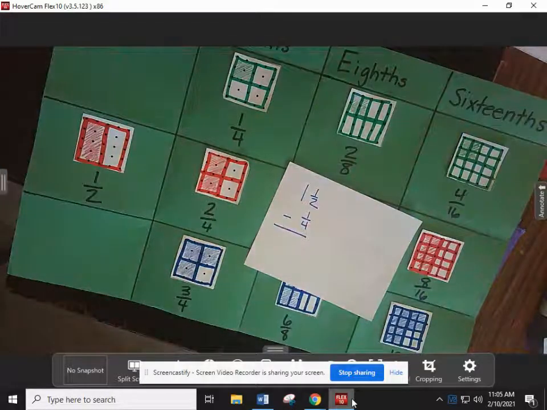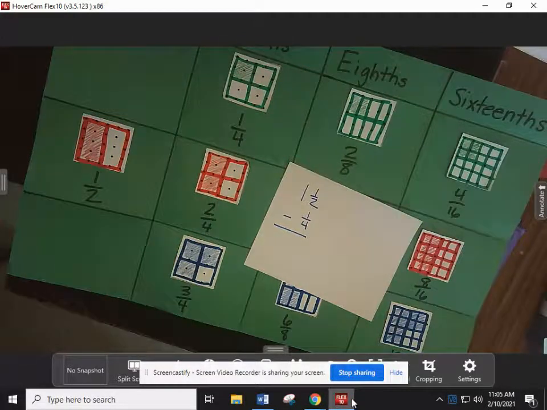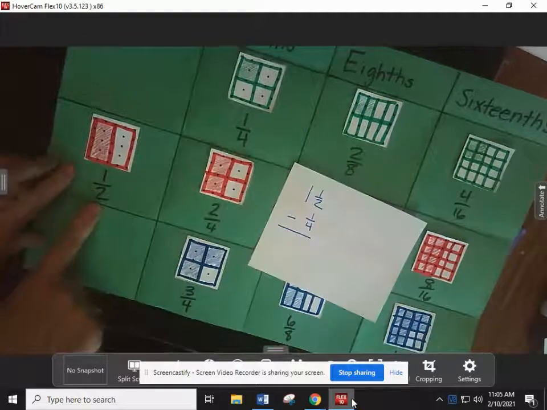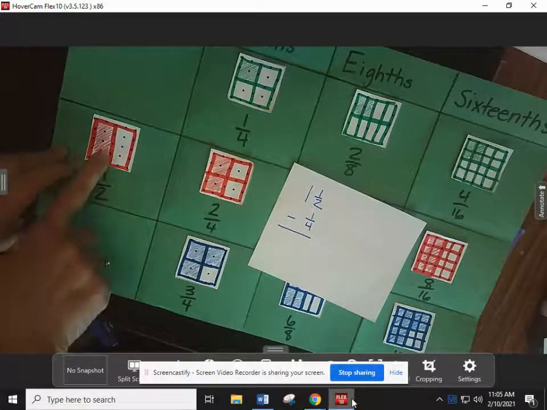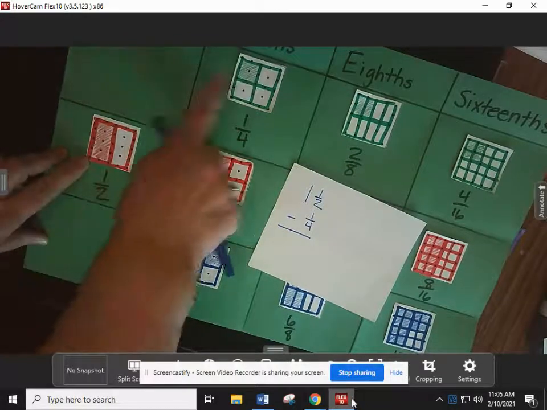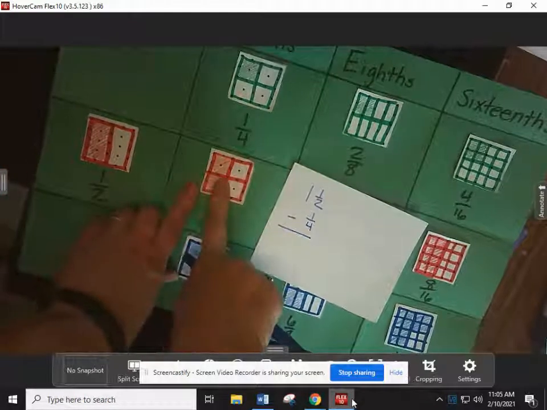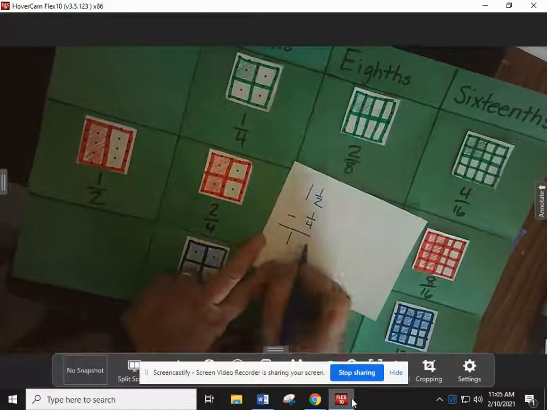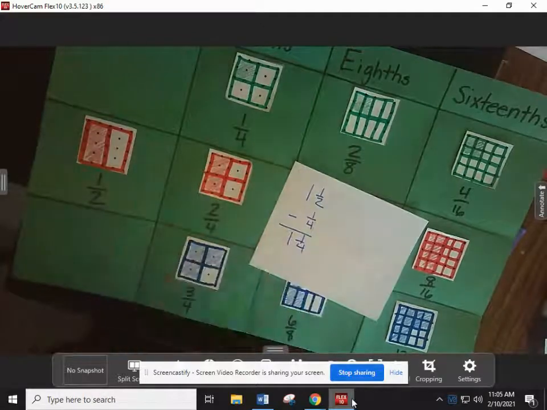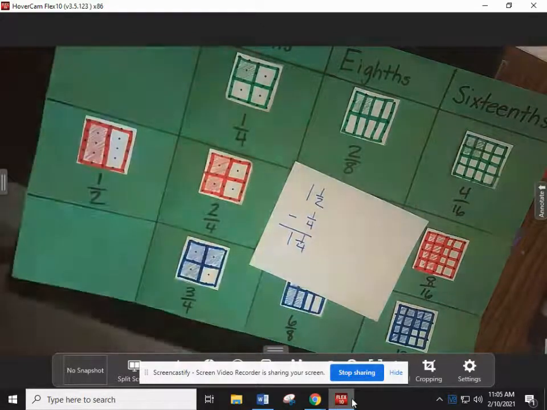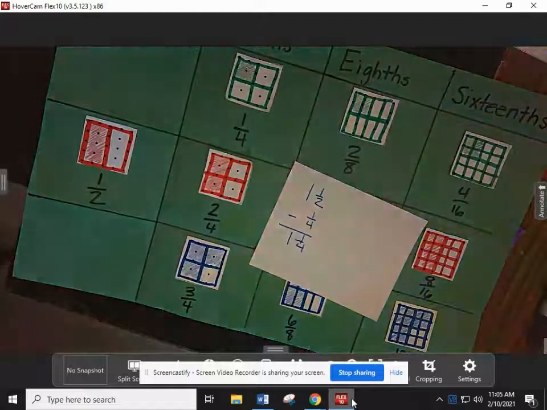Millie's turn. It's like 1 and 1/4 because 1/4 is half of 1/2. Okay, she says it's 1 and 1/4 because she's looking at this and she jumped over to this and took one of them away. So you're just doing it in your head now because you've seen the pictures enough.